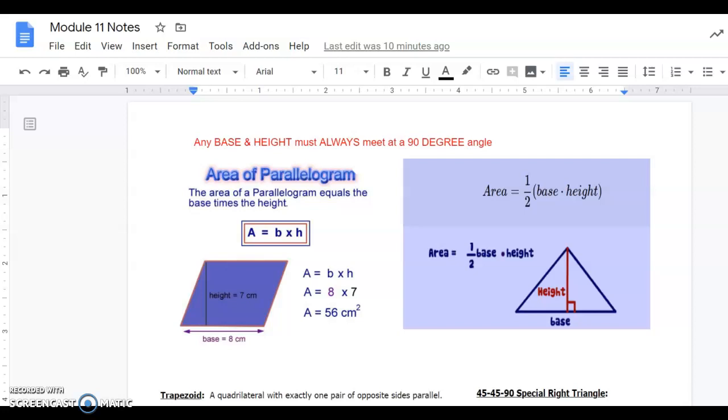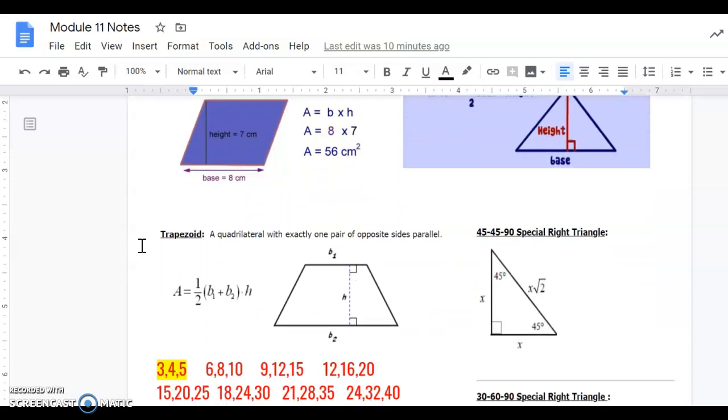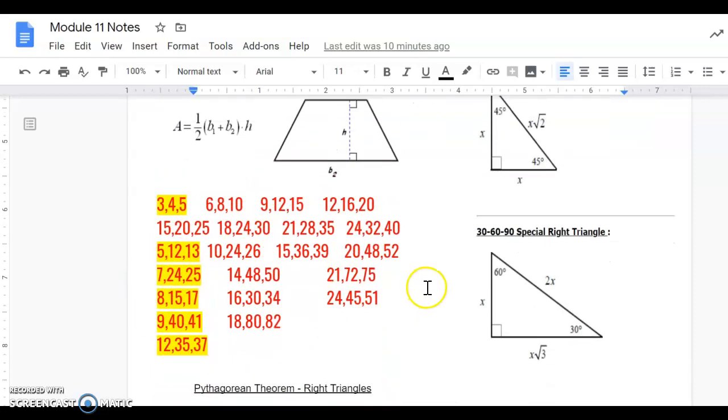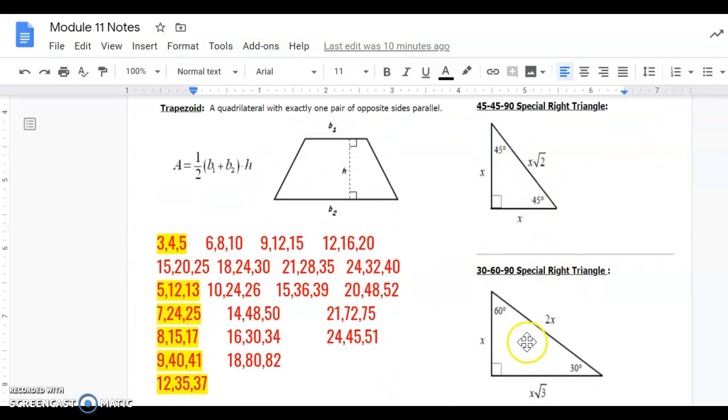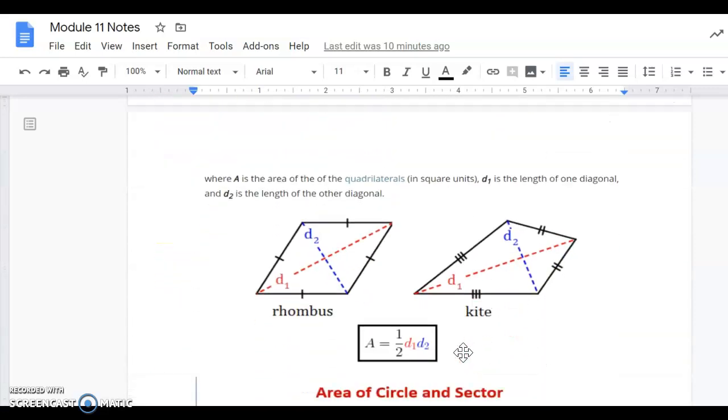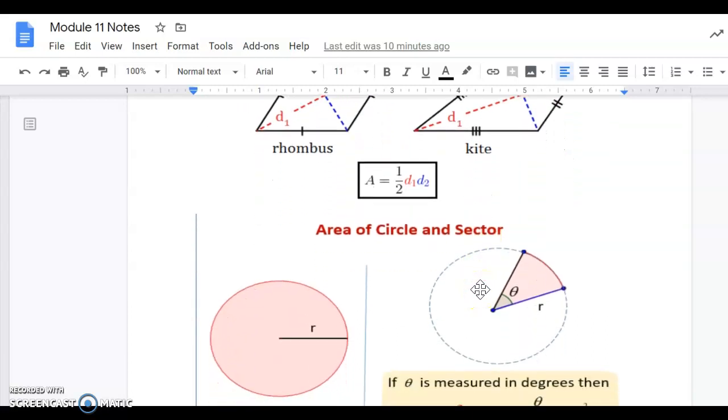So I just wanted to start off by showing you guys, this is the module 11 notes. Here is where I'm putting all of your notes. So please use this. Have this tab open as you're working on your homework. It's got the formulas from last time. It's got our Pythagorean triples here. It has our 45-45-90 and 30-60-90 triangles. It's got our new stuff for today.